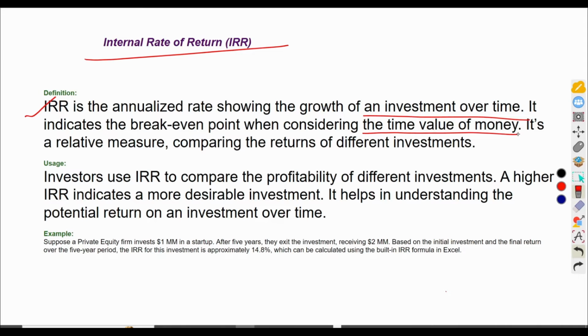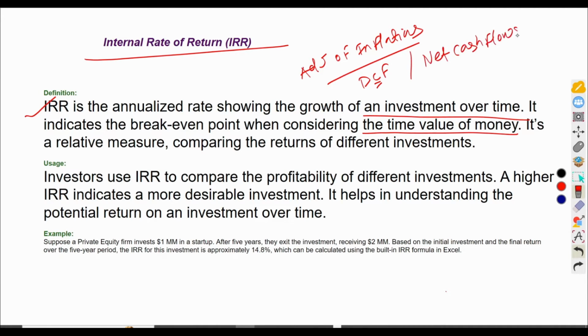Time value of money is nothing but the adjustment for inflation, and I would say DCF applies the discount factor to the net cash flows, and after that we calculate the internal rate of return.